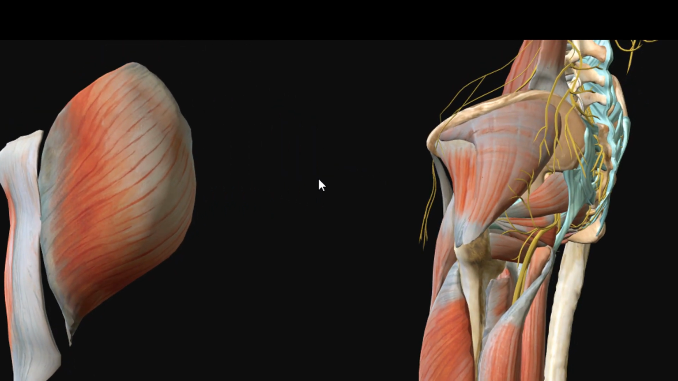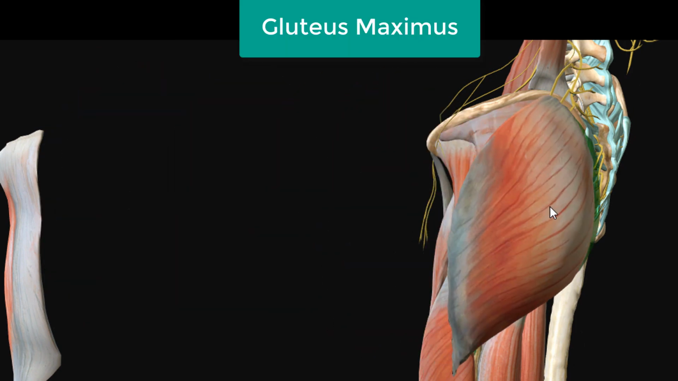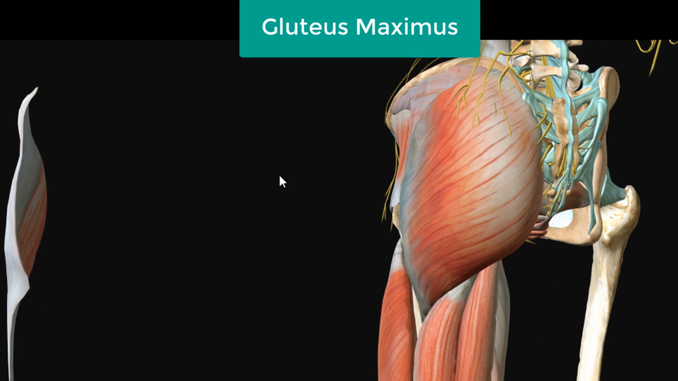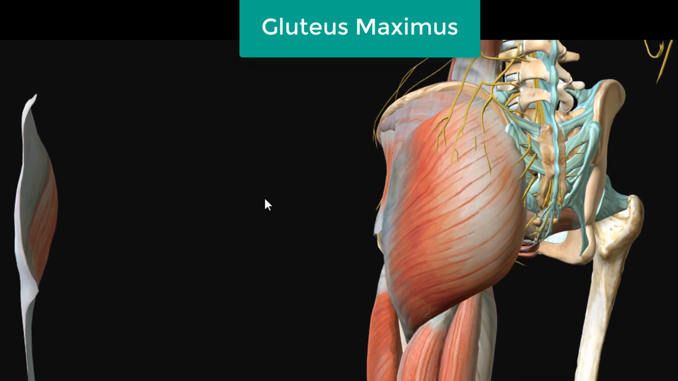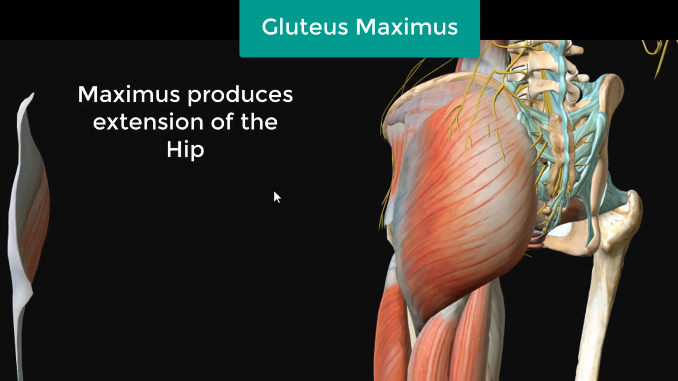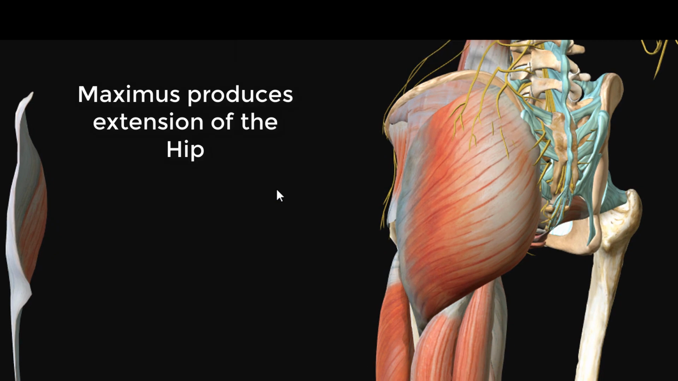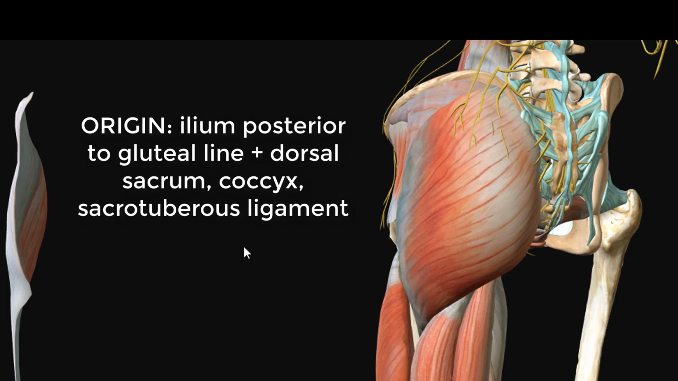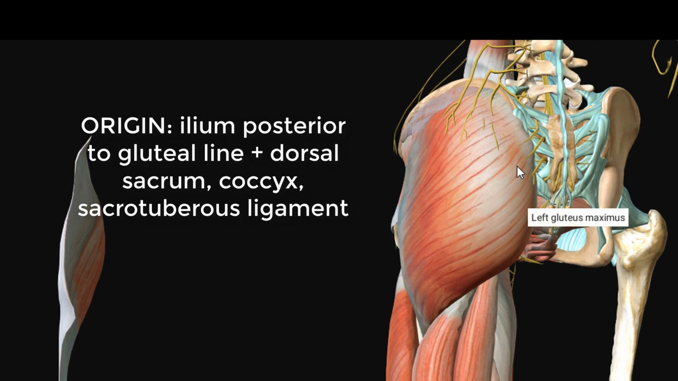Then finally you have the gluteus maximus. So the maximus obviously is the largest, most powerful of the three, and responsible for extension of the hip, and it's also a lateral rotator of the thigh. So the origin is on the ilium, as well as the sacrum, as you can see down here, and the coccyx.